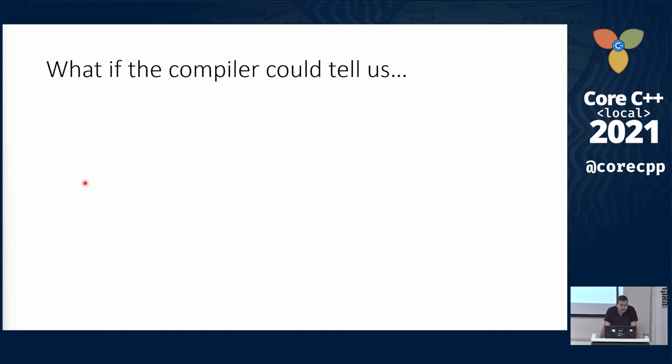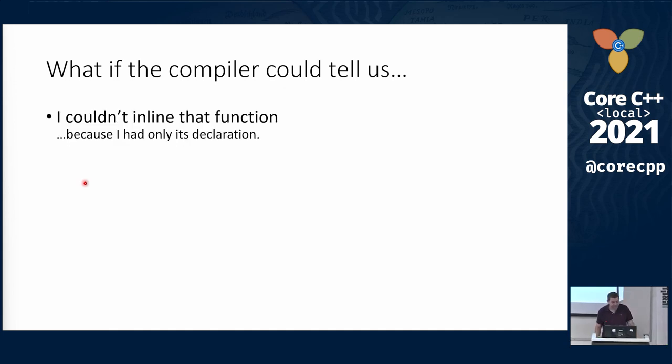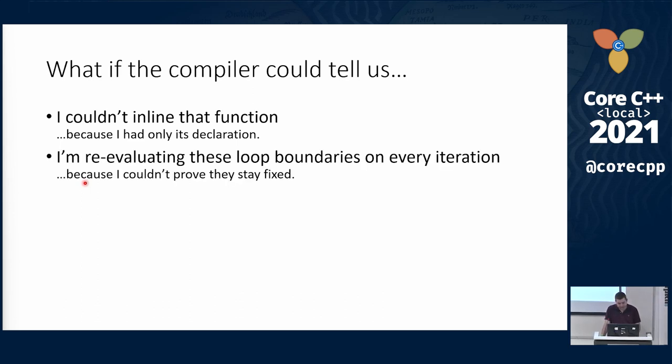I wish the compiler could tell me, listen, man, I didn't inline that function because, well, I couldn't even consider it. I didn't have its definition available. I had only its declaration. You know, these loop boundaries that seem very obvious to you, that they remain fixed and should be evaluated only once? It's not that obvious to me.